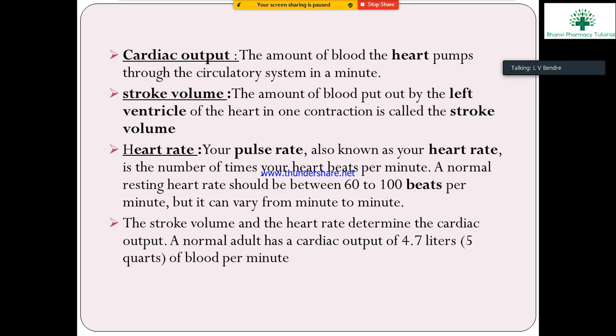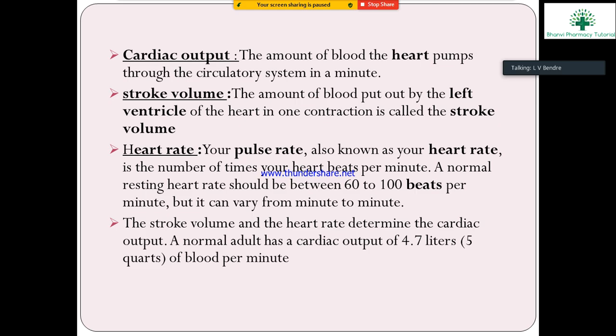The amount of blood put out by the left ventricle of the heart in one contraction is called the stroke volume. Means in the stroke volume, the amount of blood put out by the left ventricle of the heart in one contraction, that is called the stroke volume. Next, heart rate. What is heart rate?